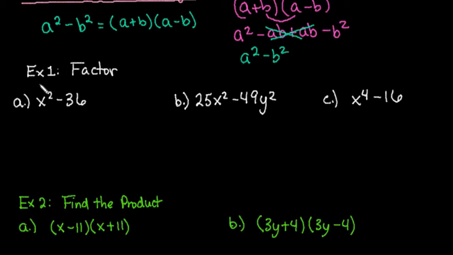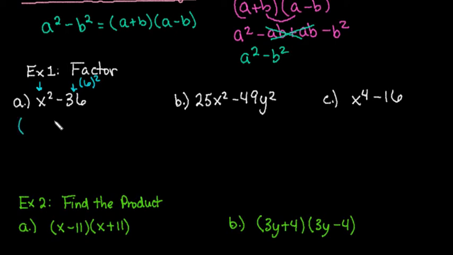Basically, what's happening here is we can obviously see that our first term is x squared. Well, this term right here is 6 squared. So 6 squared gives me 36, and it has to be separated by subtraction. That's why it's called the difference of two squares. The difference is the answer to a subtraction problem. So anytime you have subtraction, if it was addition, this rule would not work.